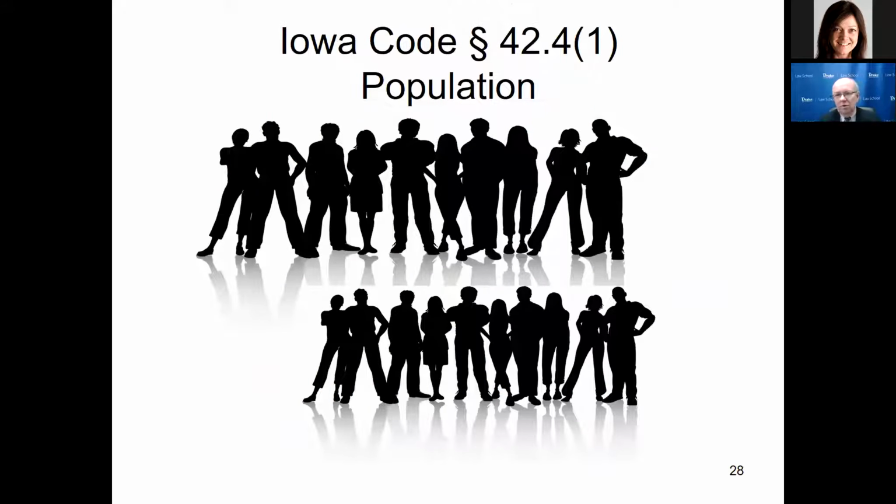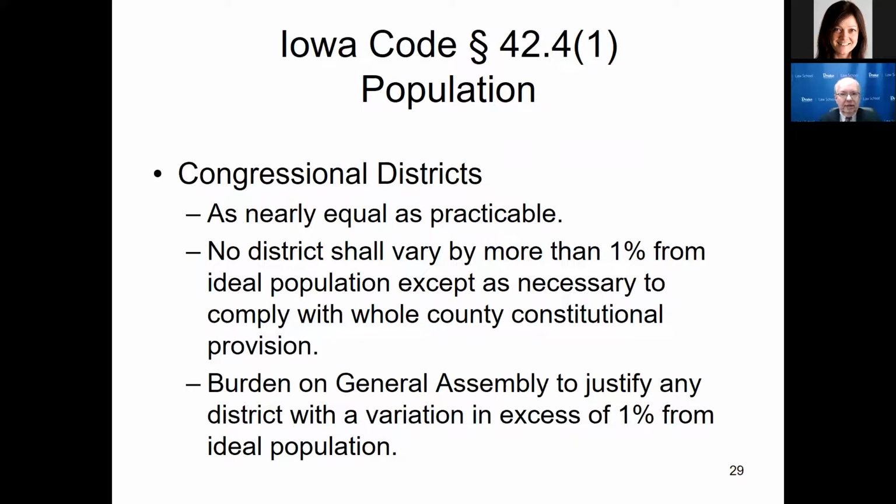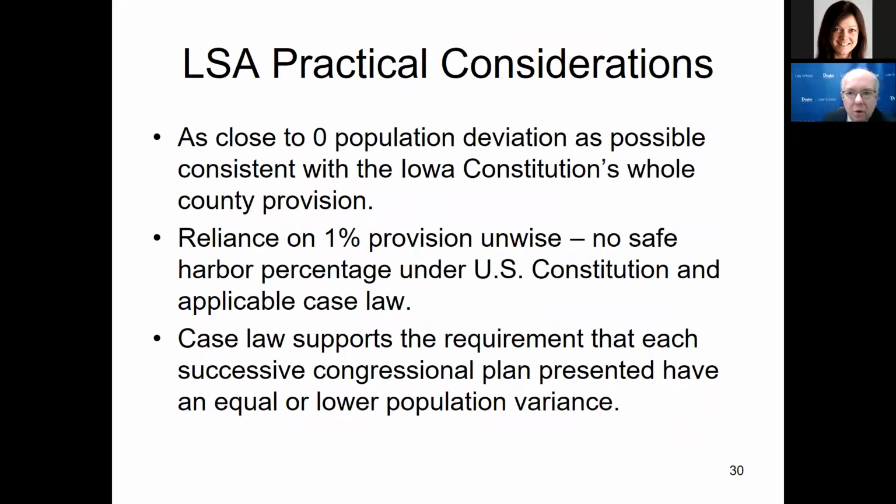Of course, the first and most important is population. The Iowa Code provides for congressional districts that they should be as nearly equal as practicable, that no district shall vary by more than 1% from the ideal population for congressional districts, except as necessary to comply with the whole county constitutional provision. And the burden is on the General Assembly to justify any district with a variation in excess of 1% from the ideal population. Of course, in practice, the Legislative Services Agency utilizes a very exacting congressional standard established by the United States Supreme Court.